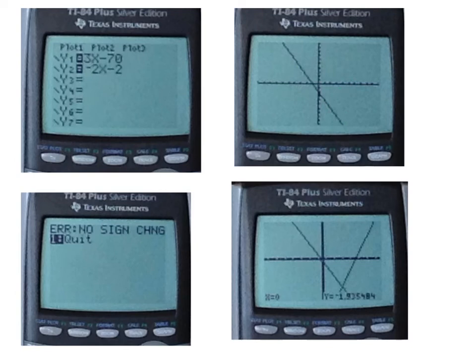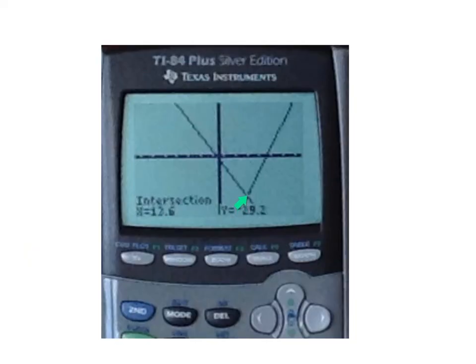So what you're going to have to do is press the zoom key, and you're going to want to zoom out. Every time you do zoom out, you have to press enter after it for it to redraw. And I don't remember if I had to zoom out once or twice. You have to zoom out far enough that you can actually see the intersection on the screen. So as soon as I can see my intersection on the screen, then I can go back and press my second trace 5 and the enter 3 times, and it will show me what my intersection is.